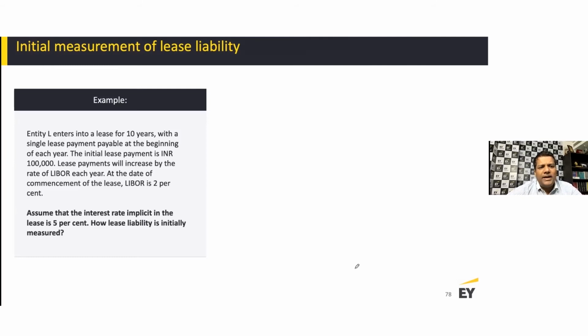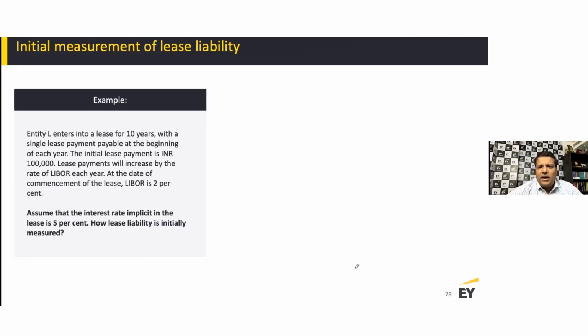Assume that the interest rate implicit in the lease is 5%. How is the lease liability to be measured? Assuming that the interest rate implicit in the lease is 5%, how will you measure the lease liability for a period of 10 years?